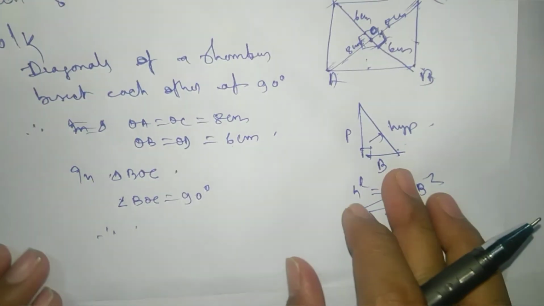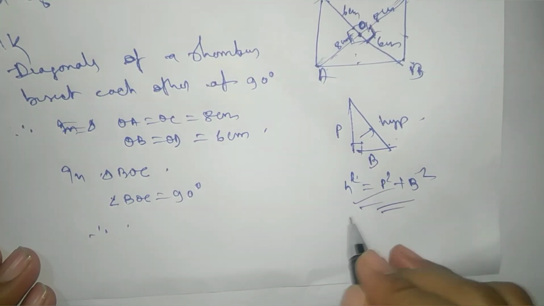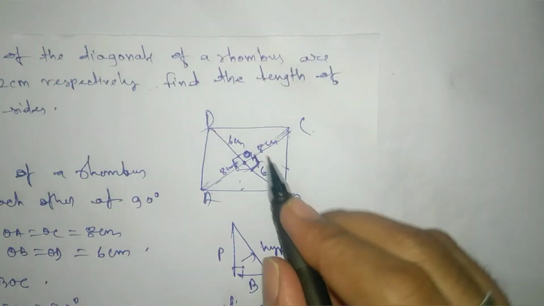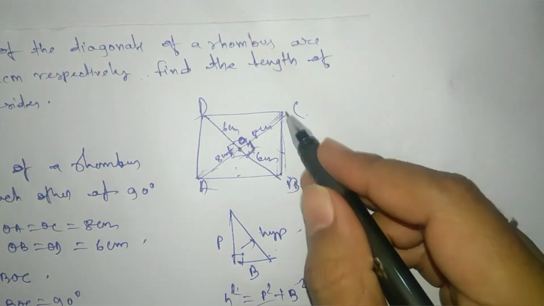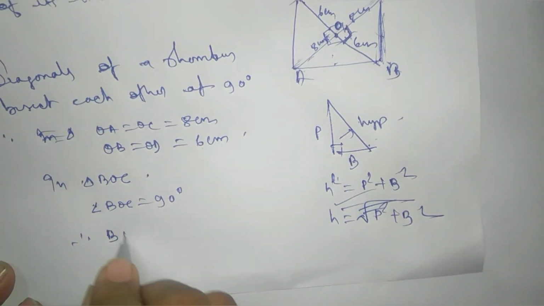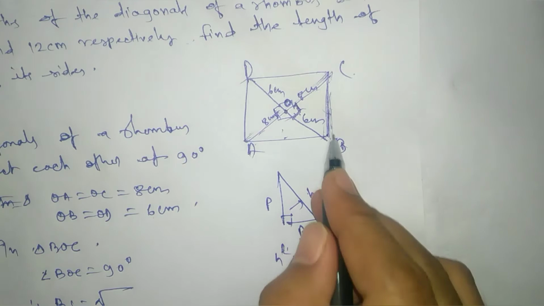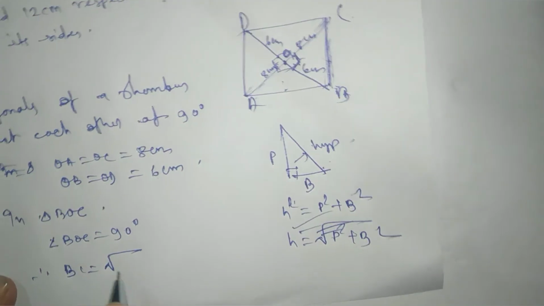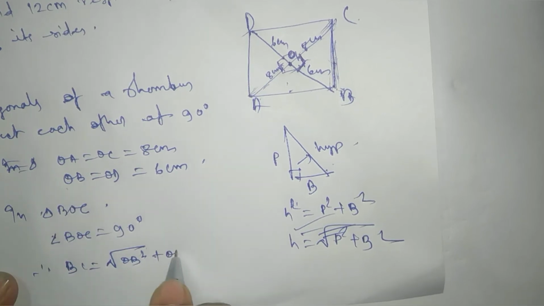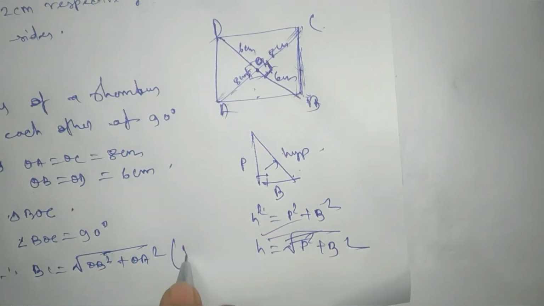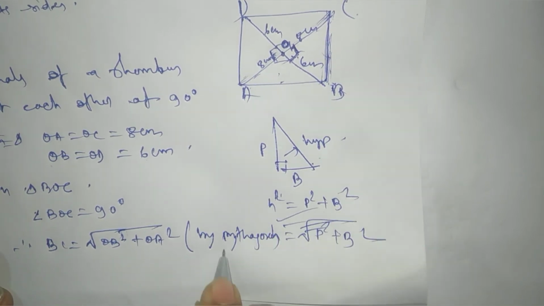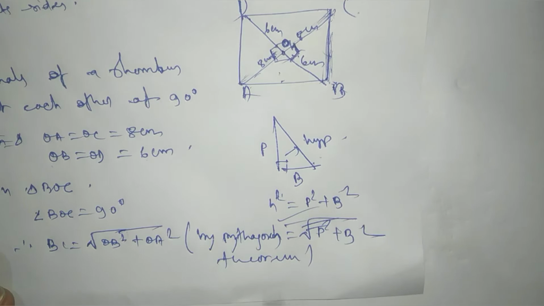That means, if we take this part, we get h equals root over p square plus b square. Here the side opposite the 90 degree angle is your hypotenuse. So here we write, therefore, BC equals root over OB square plus OA square, in triangle BOC. Beside it we write, by Pythagoras theorem. You need to mention Pythagoras theorem here, it is very important.